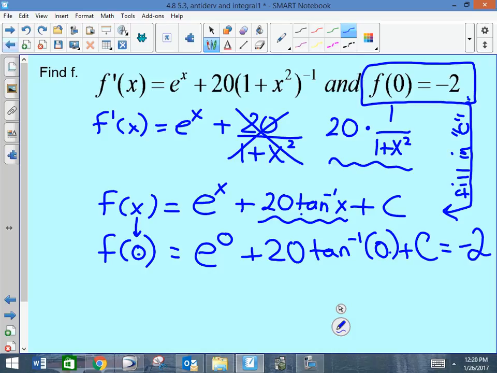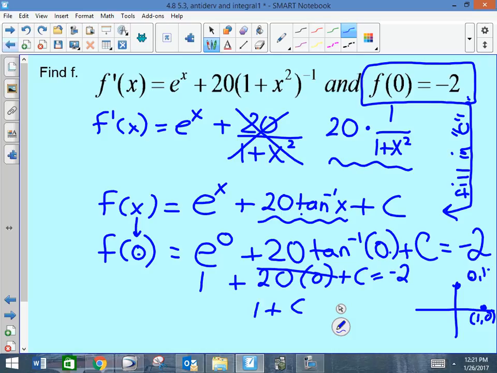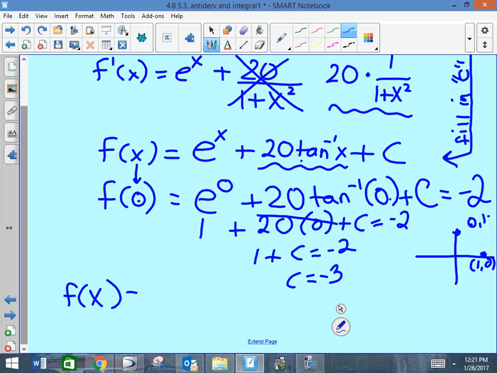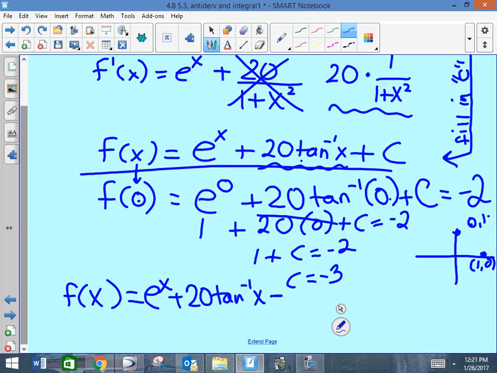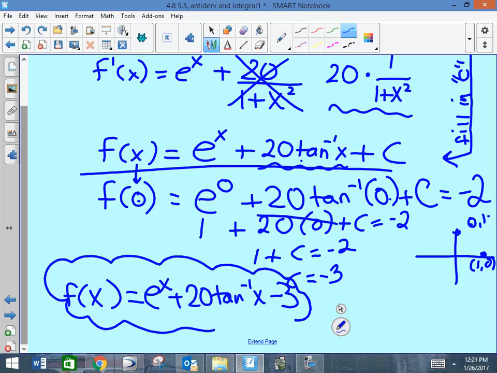All right, what's e to the 0? 1. What's inverse tangent of 0? Tangent is sine x over cosine x. So is it here or here? This is 0, 1, that would be 1 over 0. Is that 0? This is 1 over 0, so it is 0. Plus C equals -2. That's gone. 1 plus C equals -2, so C is -3. Okay, so now we have a full f of x, which is e to the x plus 20 inverse tangent of x minus 3, because we put in our C. Okay?